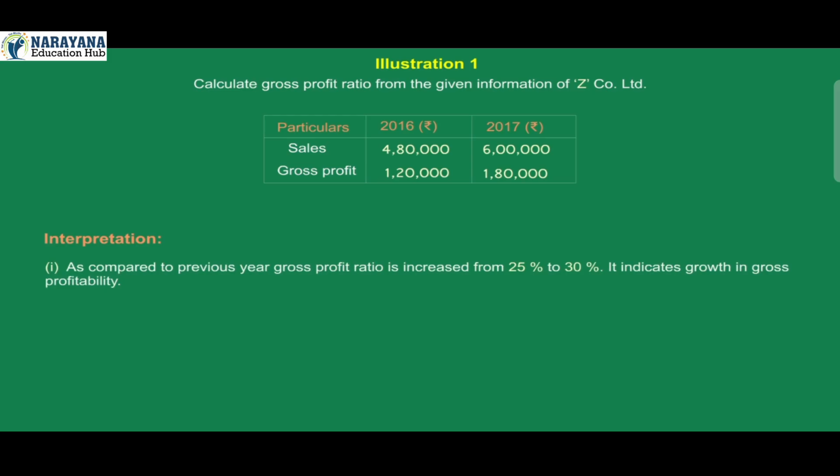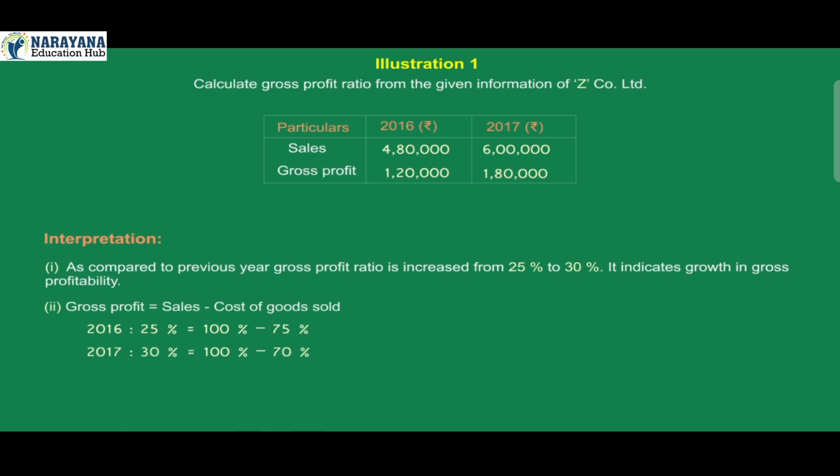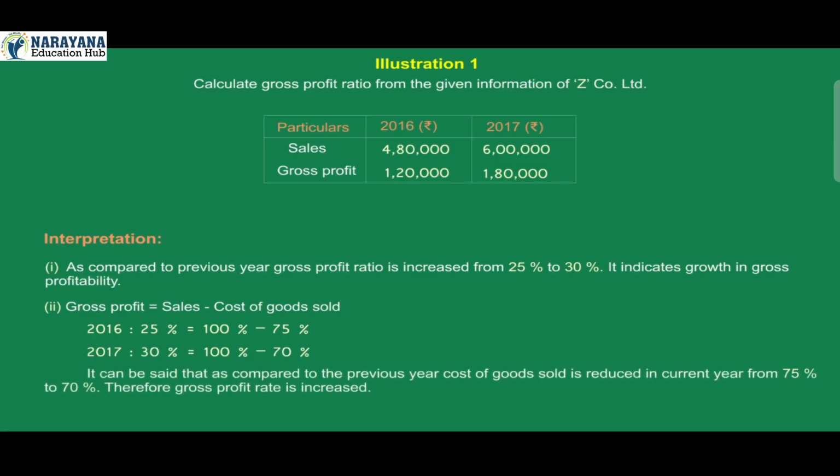Interpretation 1. As compared to the previous year, gross profit ratio increased from 25% to 30%. It indicates growth in gross profitability. 2. Gross profit is equal to sales minus cost of goods sold. 2016, 25% is equal to 100% minus 75%. 2017, 30% is equal to 100% minus 70%. It can be said that as compared to the previous year, cost of goods sold is reduced in the current year from 75% to 70%. Therefore, gross profit rate is increased.